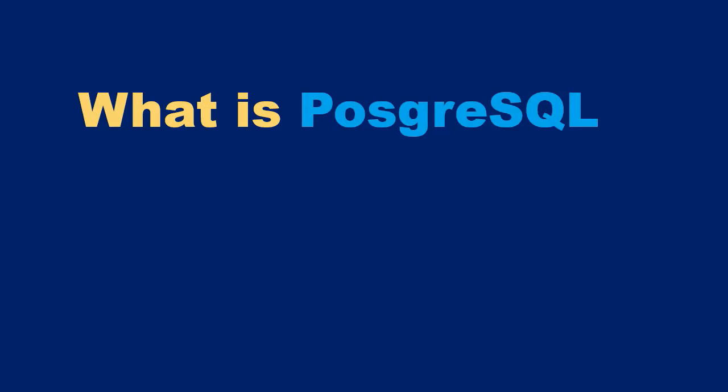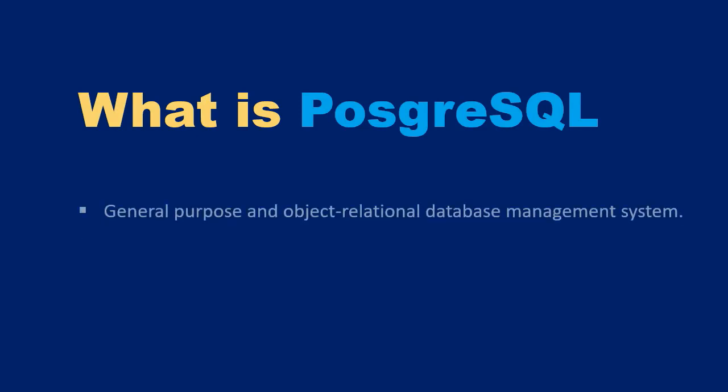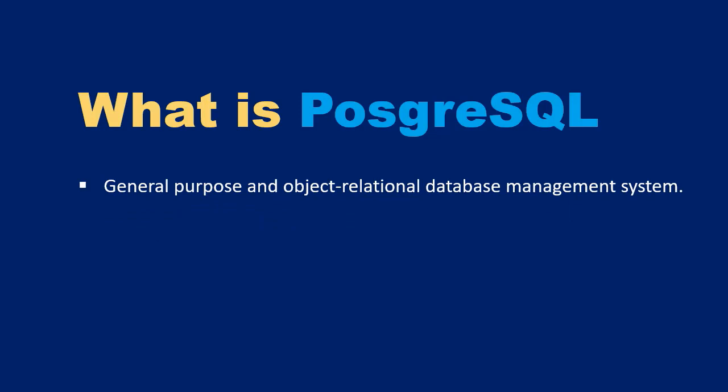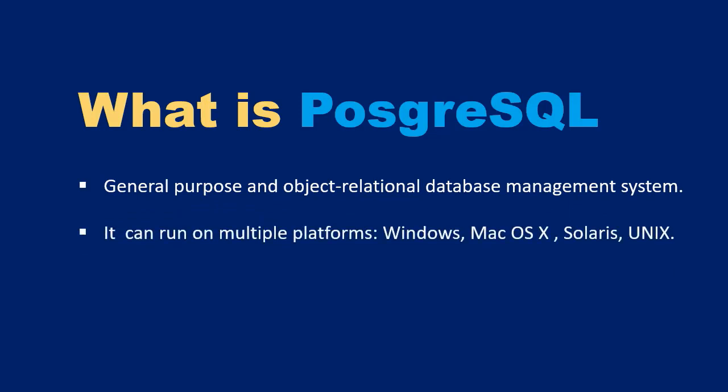Hello there. What is PostgreSQL? PostgreSQL is a general purpose and object relational database management system. It is portable. That means it can run on multiple platforms like Windows, Mac OS X, Solaris, and Unix. It was basically designed to run on Unix-like platforms, but it can also run on other platforms as well. That's why it is portable.